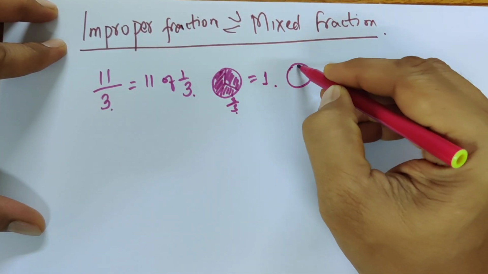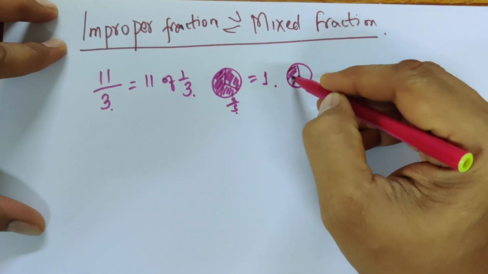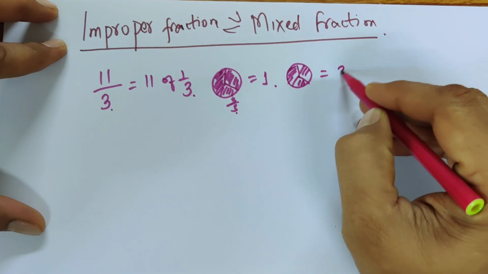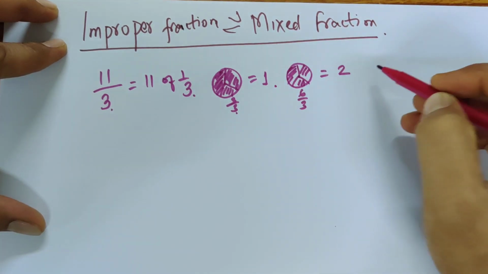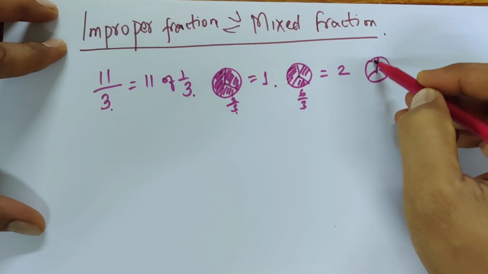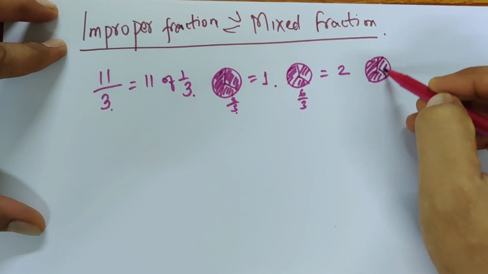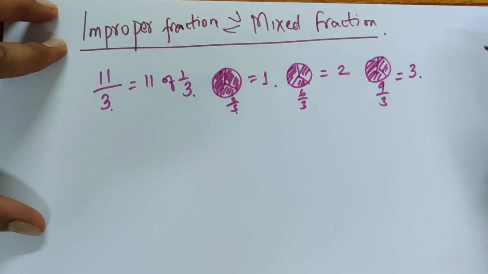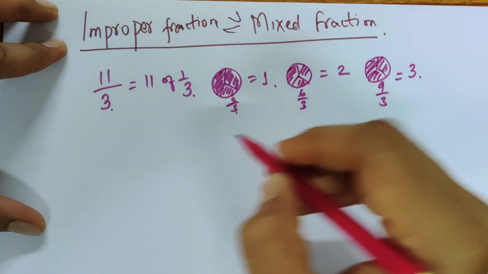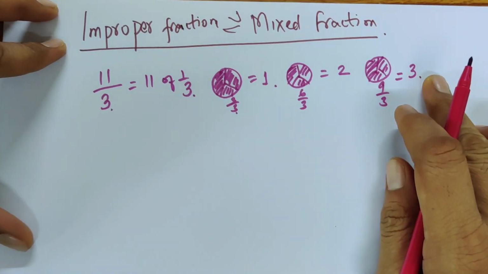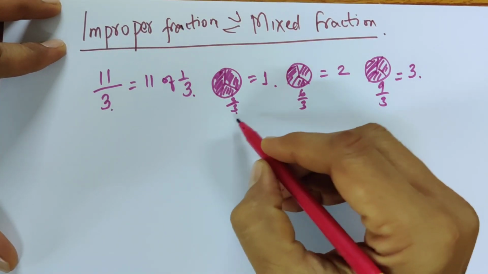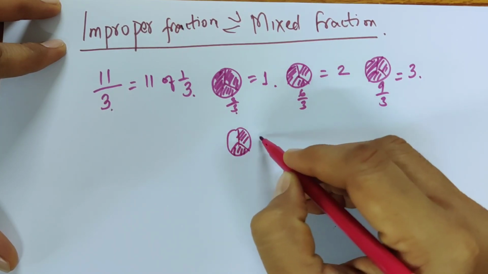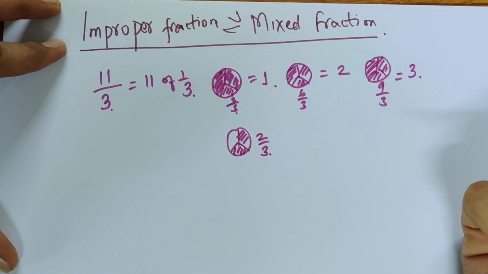Same way if I keep going, I come up to 2, which is 6 by 3. Nine by 3. So I have 9 by 3, which has given me 3 wholes, and in addition to that I have 2 more pieces of 1 by 3, which is 2 by 3, right?